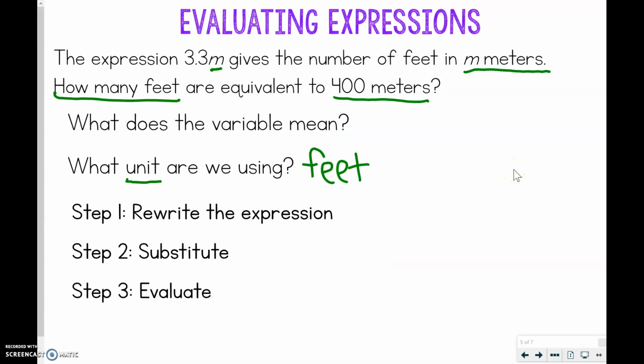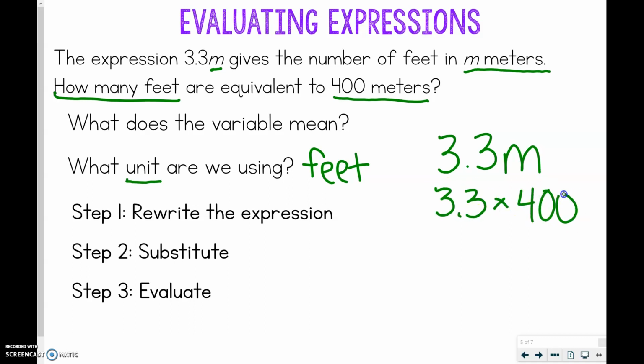So rewriting the expression is just 3.3 m, which means 3.3 times m. So make sure you type that in your digital notebook, pause if needed. But then we're going to substitute, so I've got 3.3 times 400, because that's what they told us how many meters were, and we know m is meters in this case. So I'm going to do this off to the side, although you could do the trick of 3.3 times 4, and then you'll just add in those zeros later. Okay, just be mindful of your decimal point.